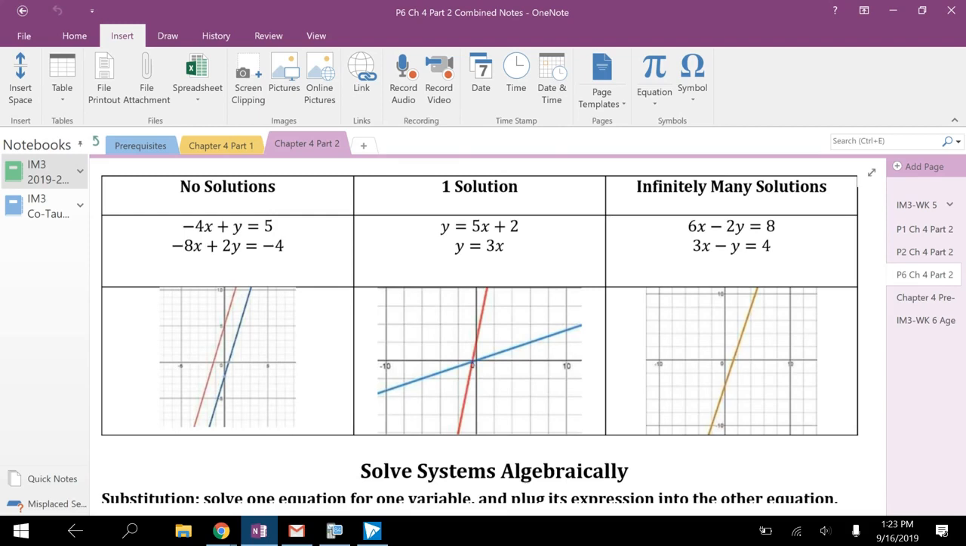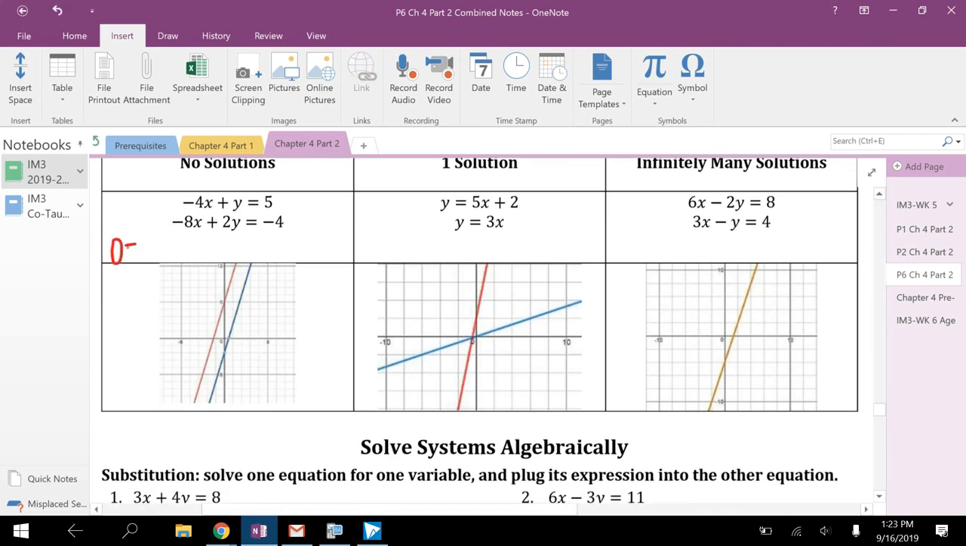Okay, so for this very first one, they're parallel lines, never going to cross. That's why there's no solution. So when you're solving algebraically, it might look like something like this: 0 is equal to 5, let's just say. I'm just going to put an example. When we do all these problems below, if you ever get a situation where it's not true, that's no solution. Okay?